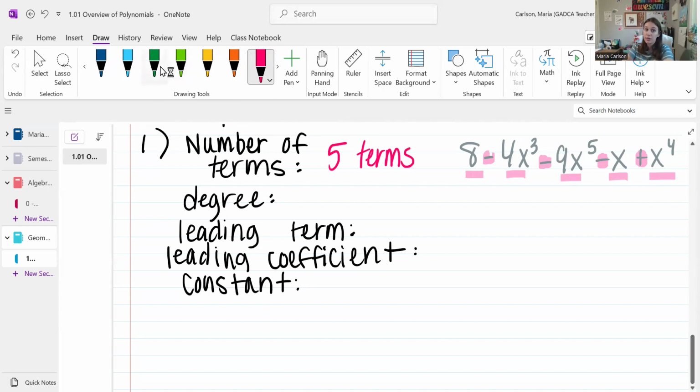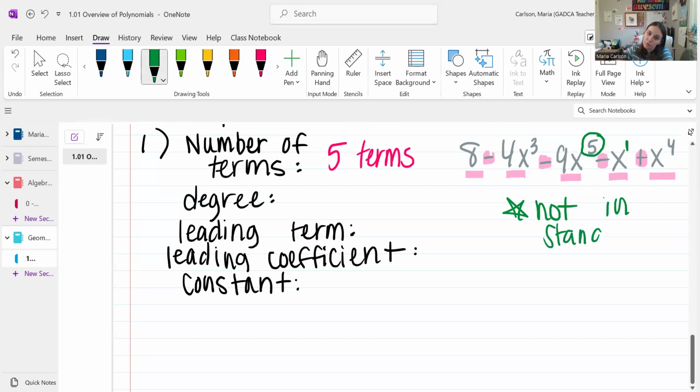Next, we want to know the degree, and the degree is always our highest or our largest exponent. Now, looking at our exponents, we have our 8 first. That doesn't even have a variable with an exponent. And then we have the negative 4x cubed, and then the negative 9x to the fifth, which the 5 looks to be like our largest exponent, minus the x to the first plus the x to the fourth power. This polynomial is not in standard form.